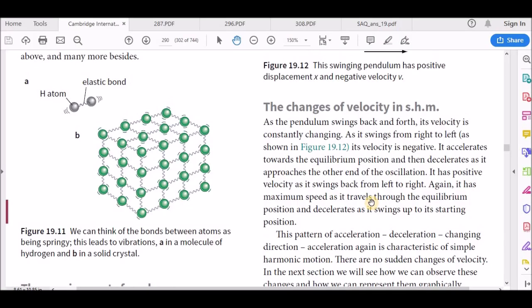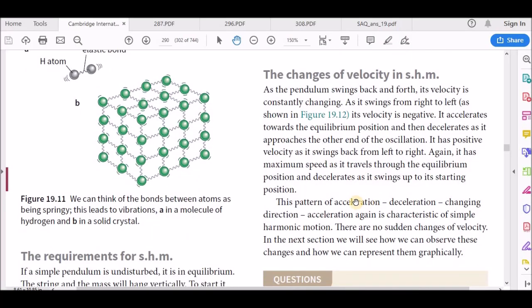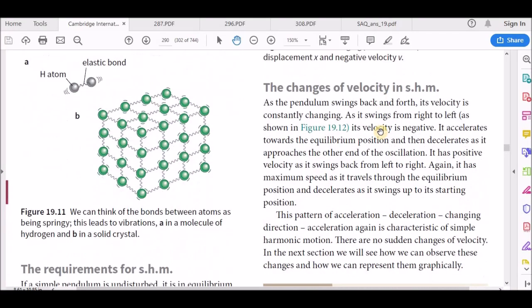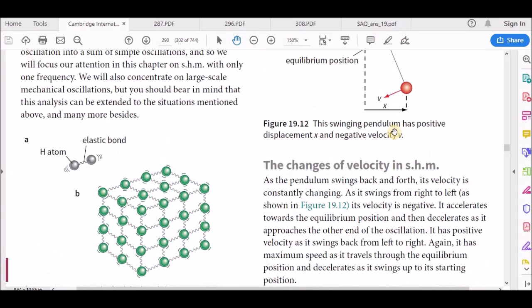Okay, then changes of velocity in simple harmonic motion. As the pendulum swings back and forth, its velocity is constantly changing as it swings from right to left, as shown in figure 19.12. I already explained this. Its velocity is negative. It accelerates towards the equilibrium position. Speed is increasing to the equilibrium and then decelerates as it approaches the other end of the oscillation.